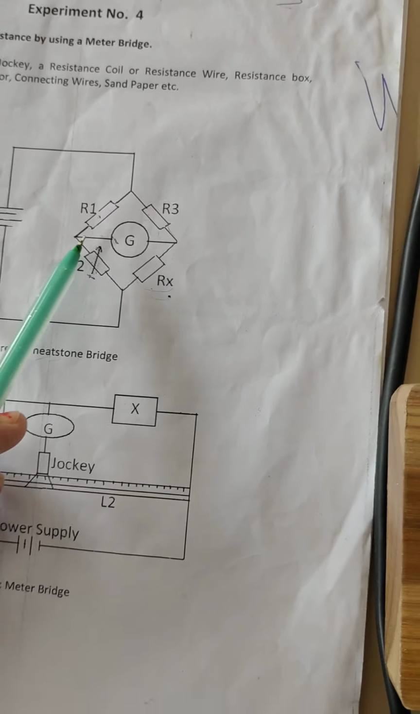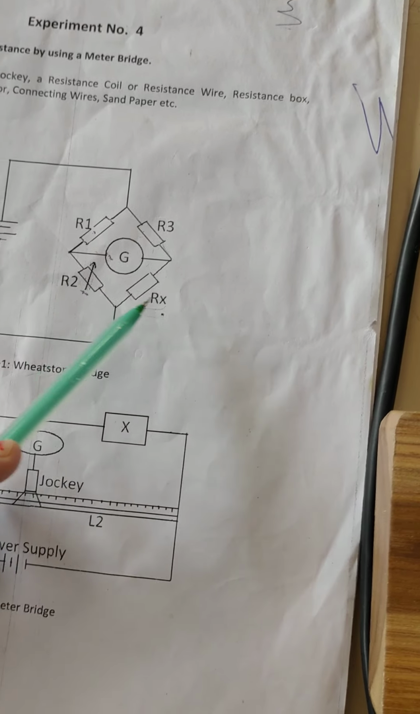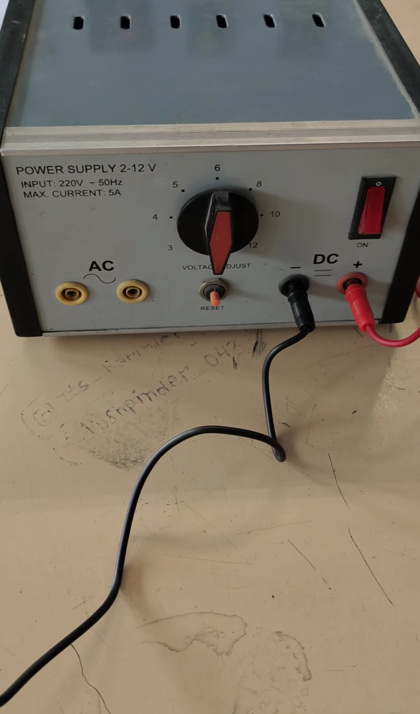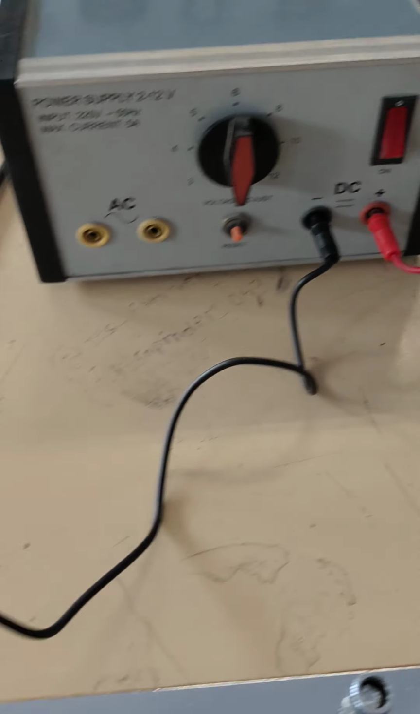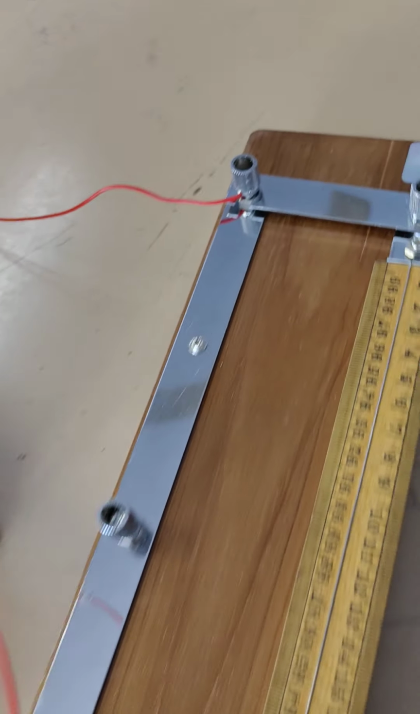What is a Wheatstone bridge? There are 4 resistances, 3 known and 1 unknown, and a power supply. Here is the power supply. The negative end is connected to one end of the meter bridge, and the positive end is connected to the other end of the meter bridge.